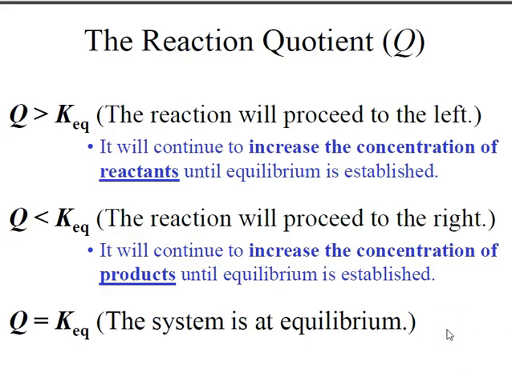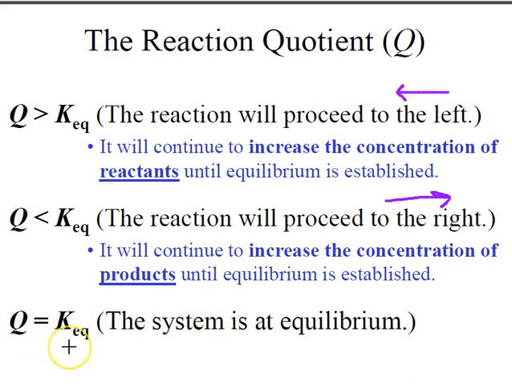So here are our guidelines. If Q is larger than K, we have too many products, so we're going to continue to increase the reactants until we reach equilibrium. So the reaction will go to the left. If Q is less than K, if you think about the quotient, the products are on the top. We don't have enough products if Q is less than K. So the reaction is going to go to the right to increase the products until the equilibrium is established.